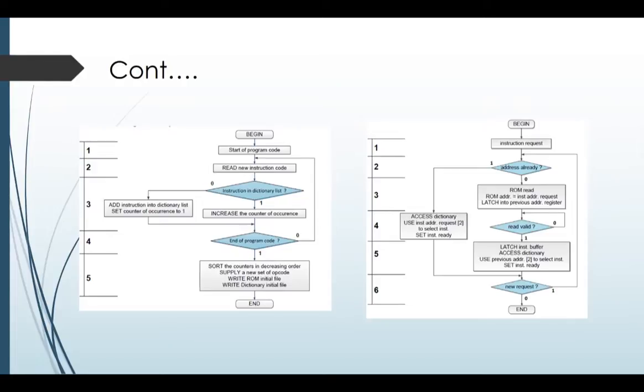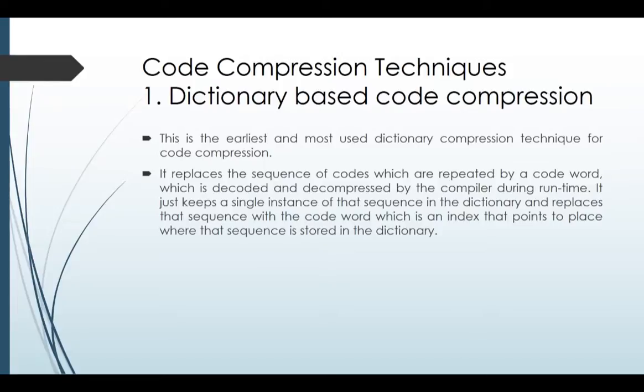The dictionary-based code compression technique, as discussed in the previous section, is one of the earliest and most used techniques, but it takes into account only static instruction compression. In order to consider dynamic instructions, a variant of that technique known as the two-level dictionary approach is implemented. It basically has two dictionaries. One is for single instructions, while the other is for sequences of instructions varying from 2 to 16.